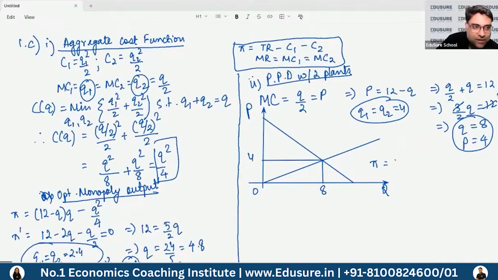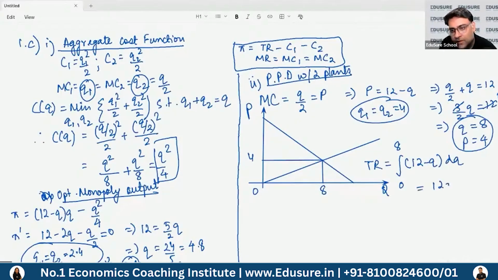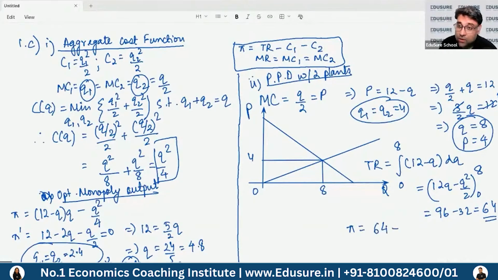Profit, okay, let's find firstly the total revenue. Total revenue is nothing but integration 0 to 8, 12 minus Q dQ. Right? This is the entire total revenue. So that's 12Q minus Q square by 2, from 0 to 8. 8 into 12 is 96, 96 minus 32, basically 64. Total revenue is 64. Profit is 64 minus the cost. Cost is basically Q square by 4, so 8 square by 4, which is 16. 64 minus 16, 48. Profit.